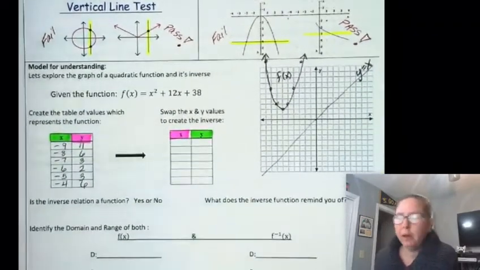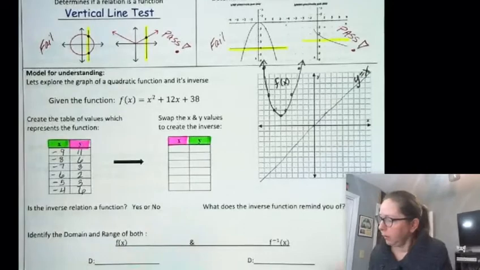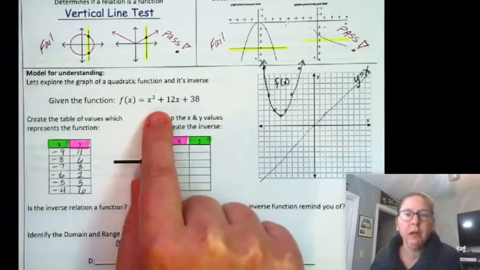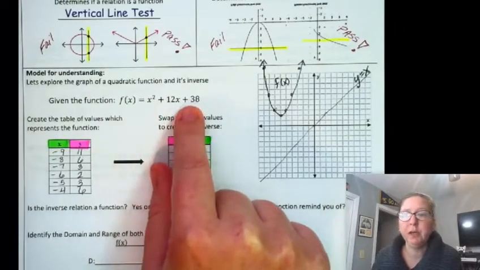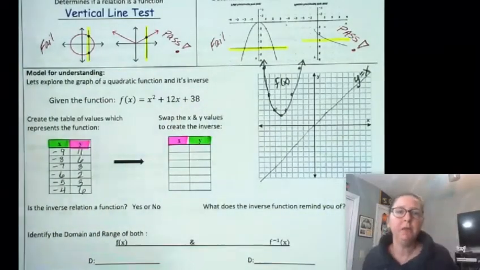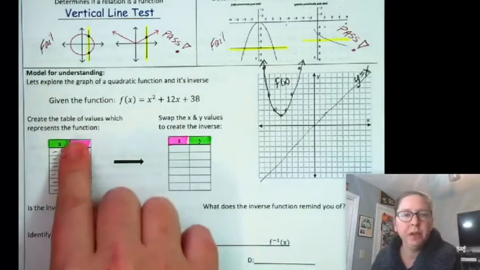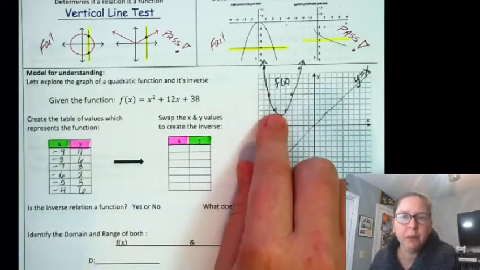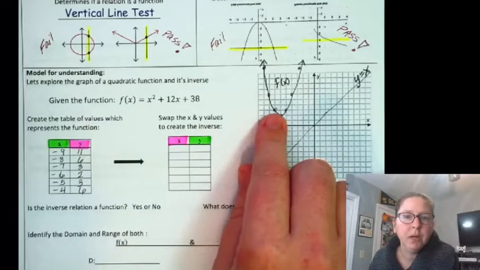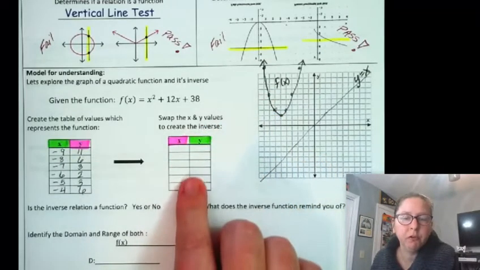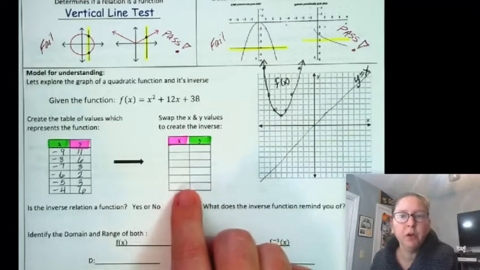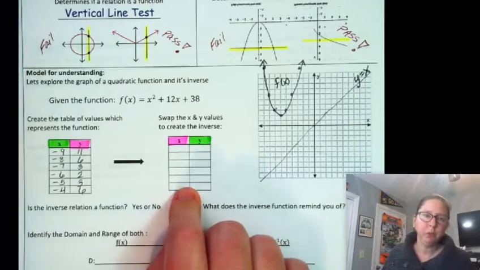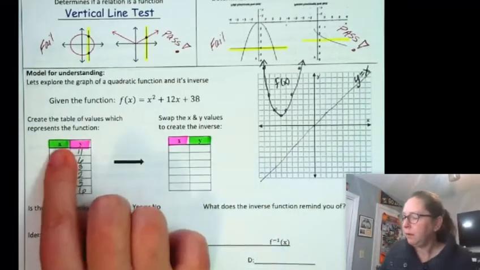So we're going to explore the graph of this quadratic function, x squared plus 12x plus 38. I have already filled out the table of values for this quadratic function, and I've graphed it right here. What we're going to do now is find the inverse relation, and determine if that is a function.